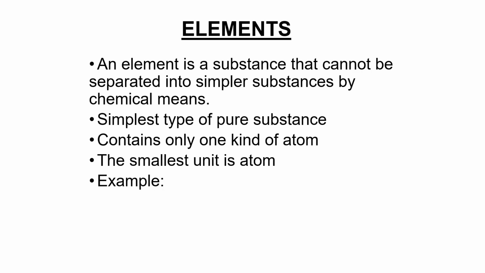Elements. An element is a substance that cannot be separated into simpler substances by chemical means. Meaning, an element is the simplest type of pure substance, containing only one kind of atom. The smallest unit known is the atom.